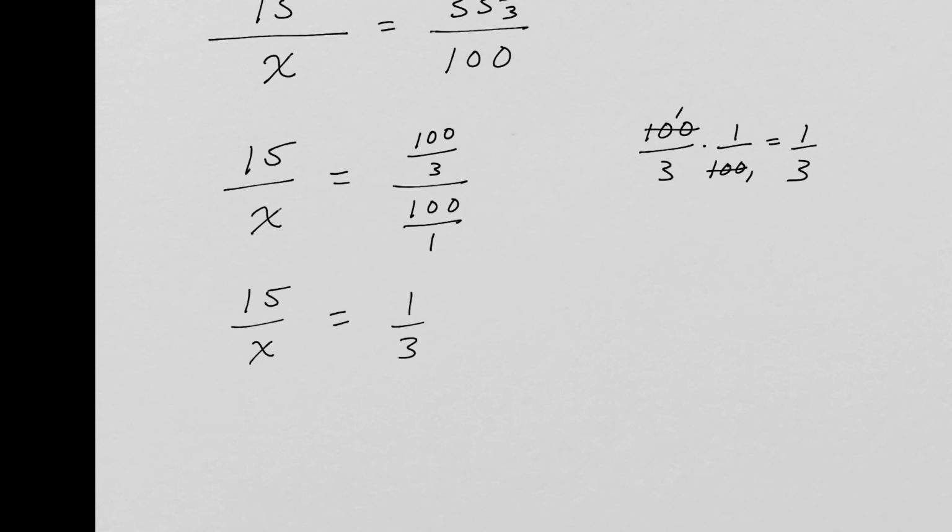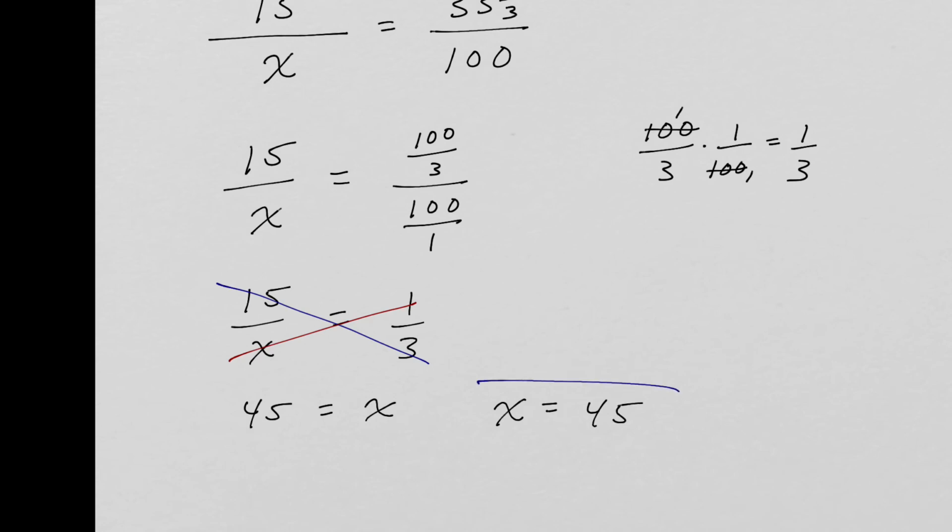So now to solve it, I'm going to use cross multiplication, right? So upper left times bottom right. That's going to be 15 times 3, which is 45, equals bottom left times upper right. X times 1 is x. And then I'm done, right? So x, it's already isolated. X is equal to 45. That would be my answer.